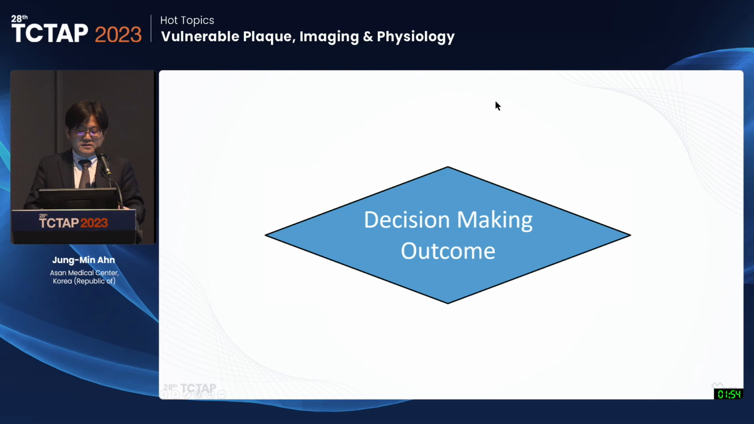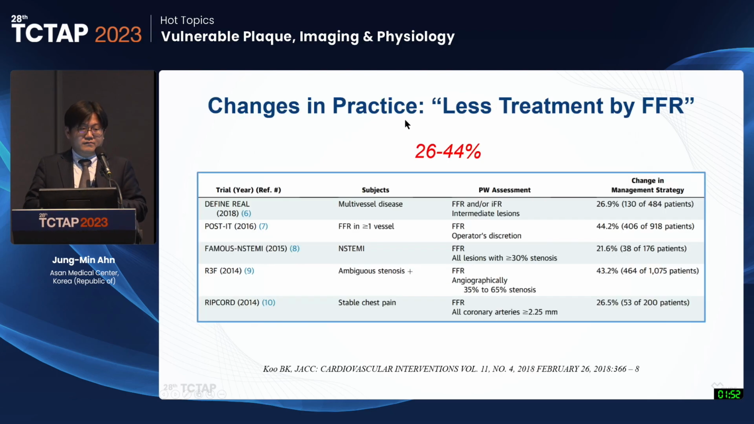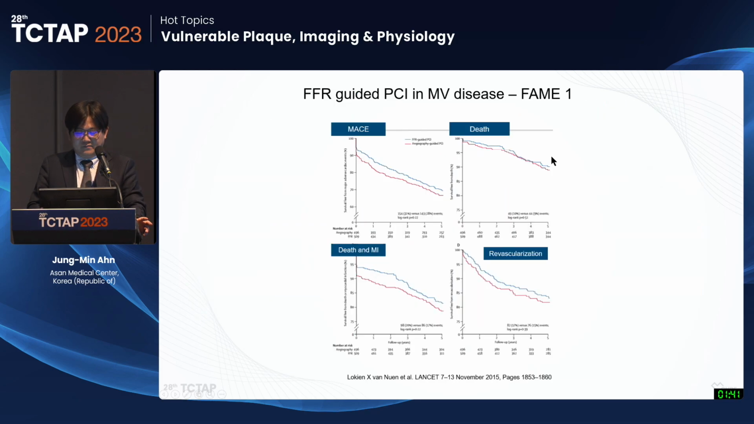Then how about the decision making and outcomes? If you use the diameter stenosis compared with the FFR, the angiographic stenosis treated more. So less treatment by the FFR.